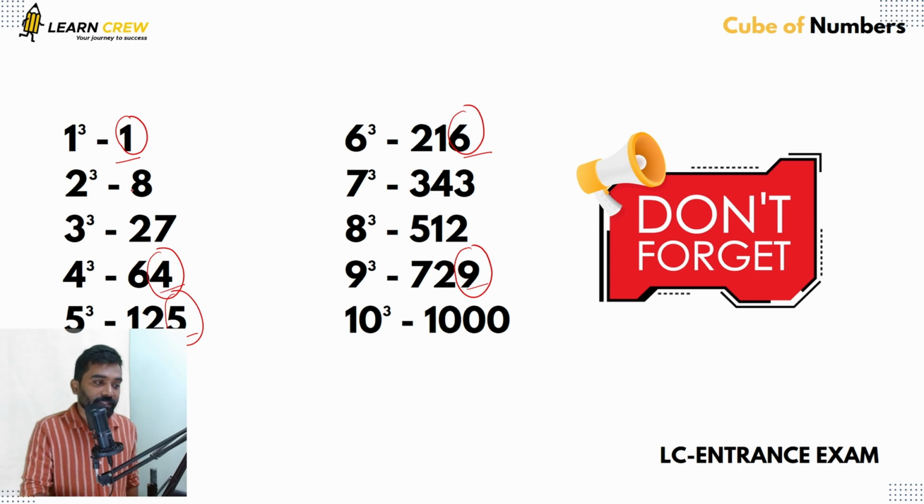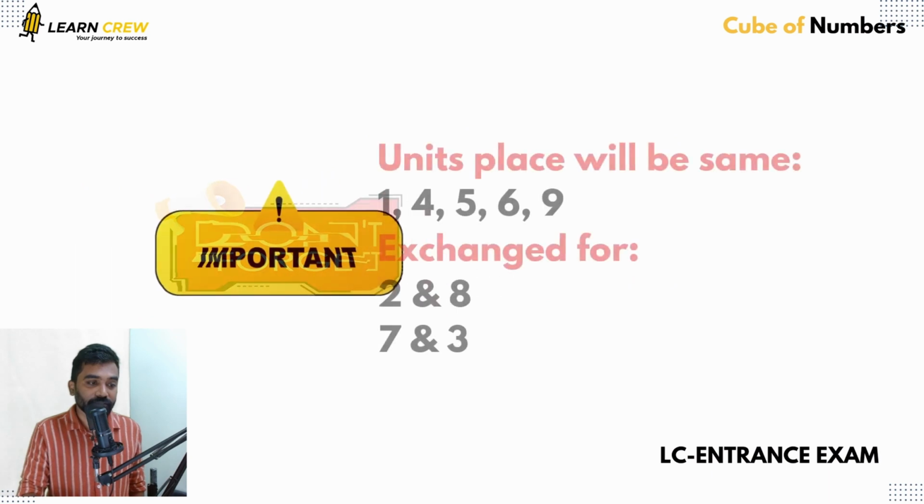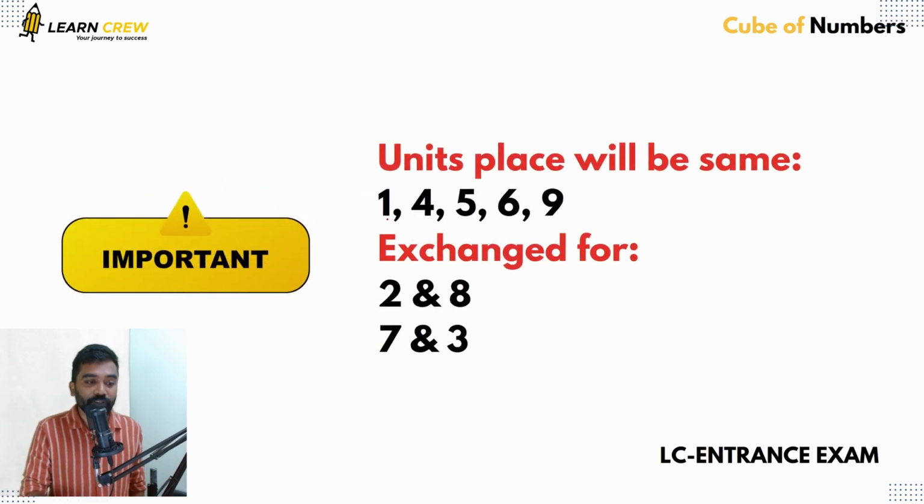Right? Next, in case of your 2 and 8, the units places are interchanged or swapped. In case of your 3 and 7, the units places are interchanged. Now these are your very basics. This is very important in order to find out the perfect cubes. Fine, let's get started. So the units place will be the same for 1, 4, 5, 6 and 9, and will be exchanged for 2 and 8 and 7 and 3.